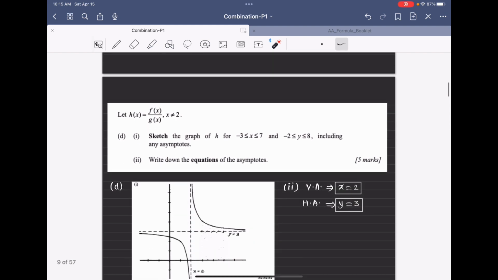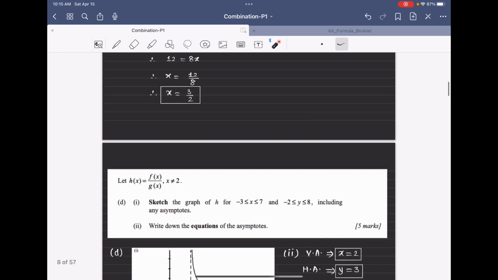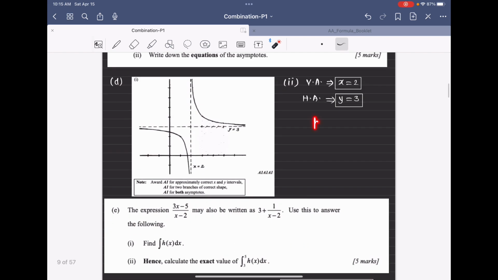Then your function is 3x minus 5 upon x minus 2. The horizontal asymptote in this case is the ratio of the x coefficients. What is the x coefficient here? 3, and here 1. So 3 upon 1 is 3. Y is equal to 3 is your horizontal asymptote. So these are basically your new vertical axis and new horizontal axis.